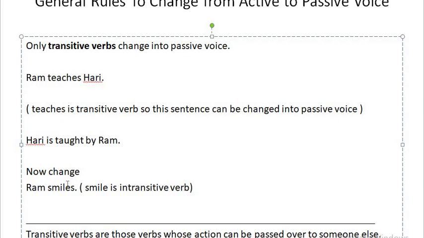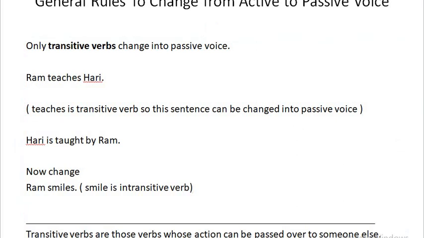Now just see, Ram smiles. This action, this smile, is an intransitive verb because this smile doesn't pass on to someone else. So here this is an intransitive verb, so it is difficult to change. How can you change it from active to passive voice? Ram smiles. So intransitive verbs cannot be changed into passive voice. Just remember this thing.